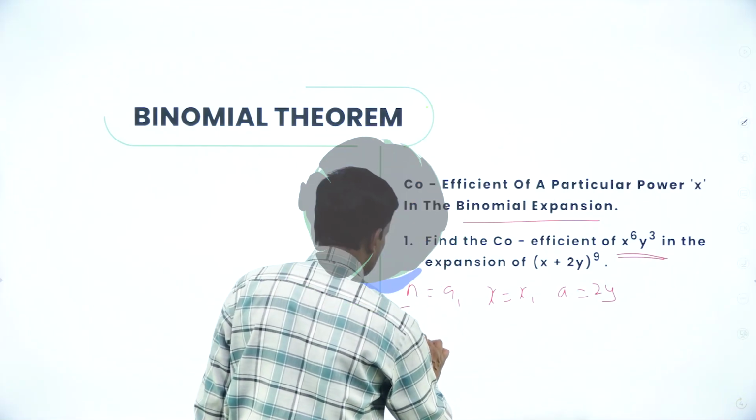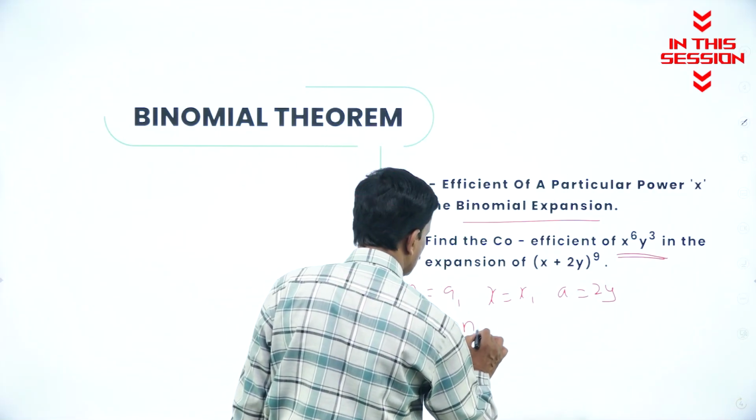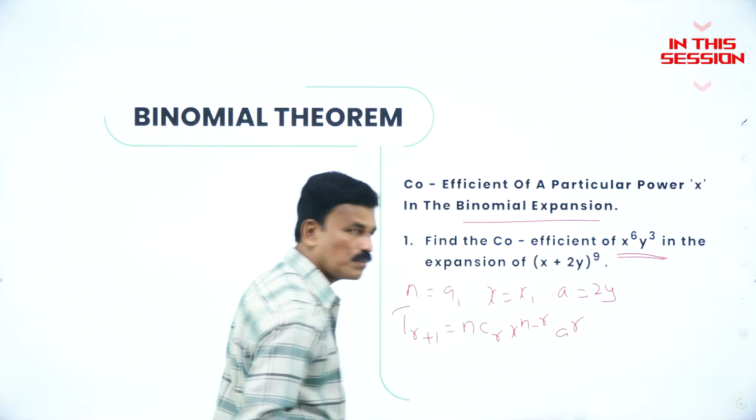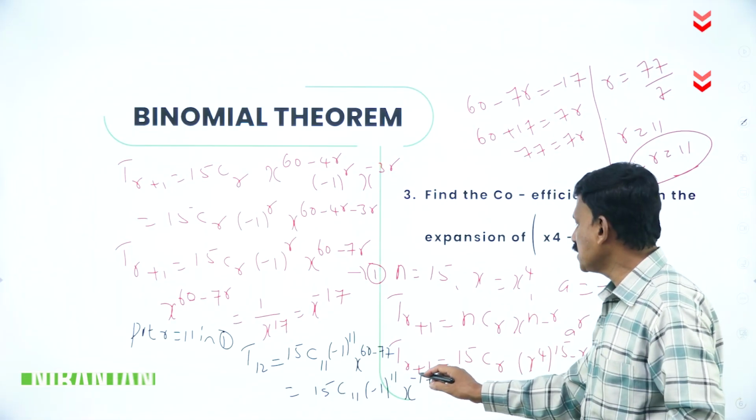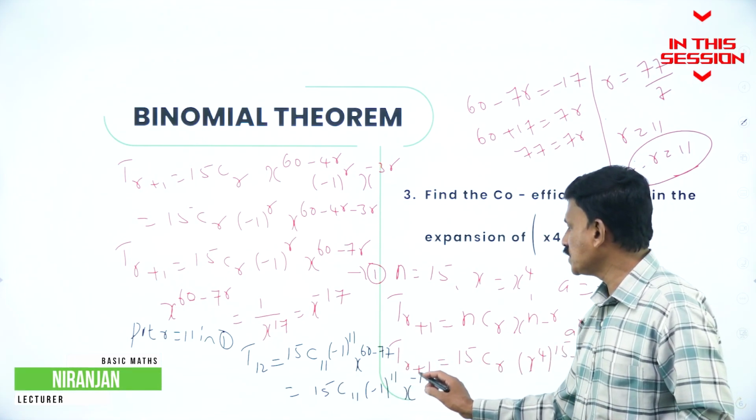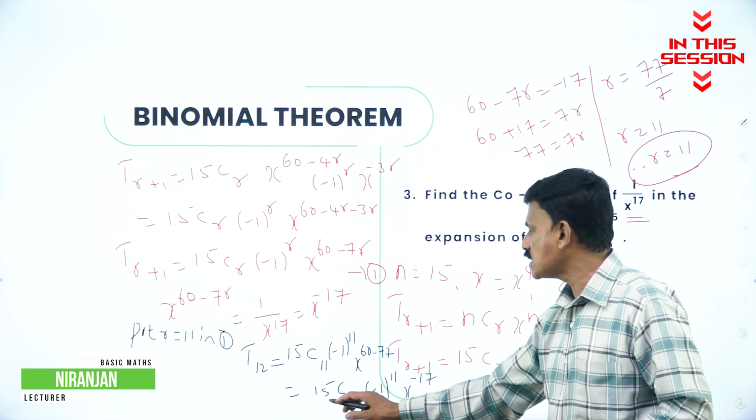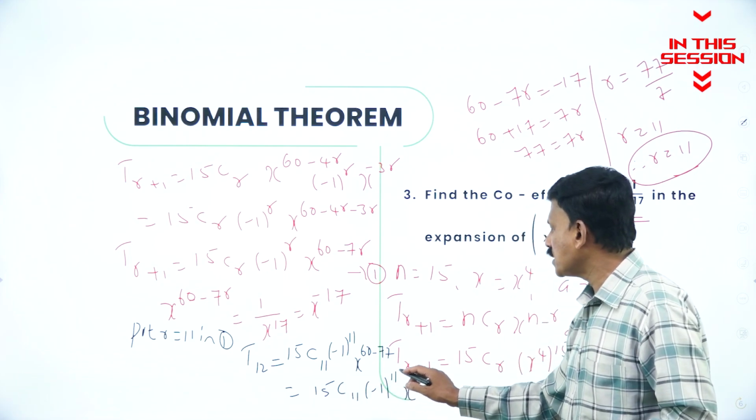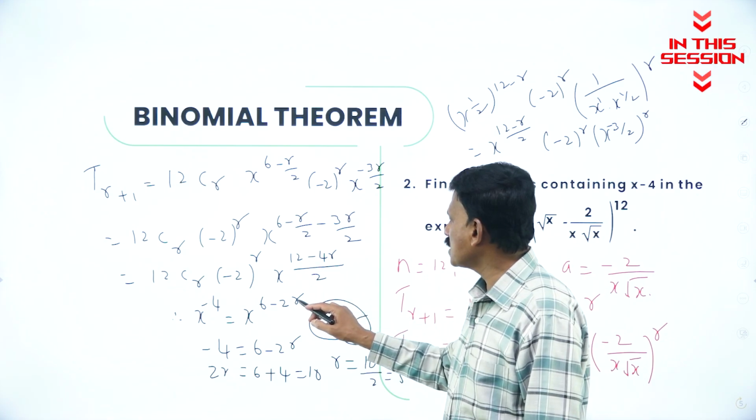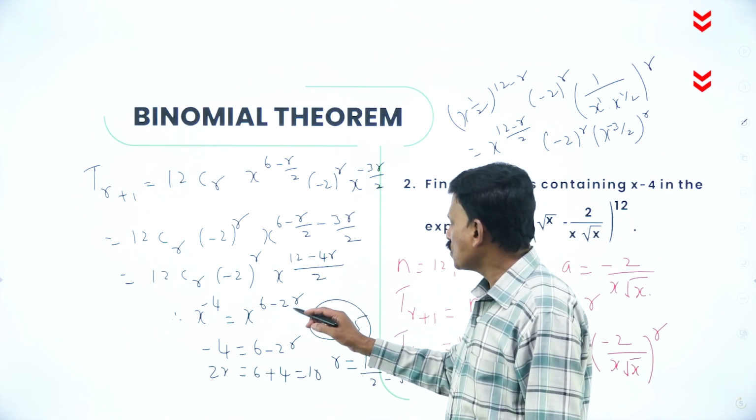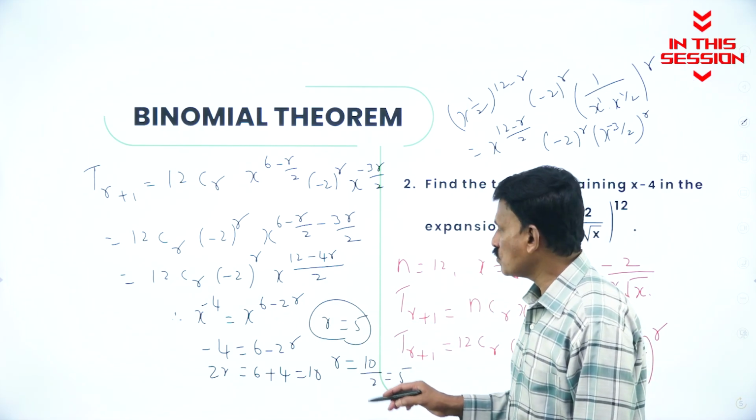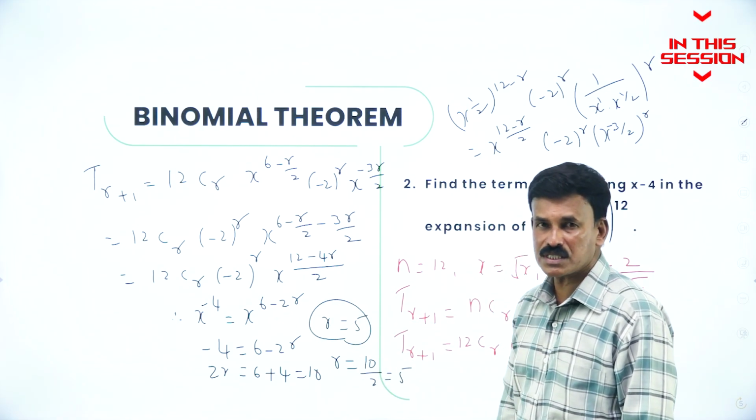What is the nth term? T(r+1) is equal to nCr x to the power of n minus r into a to the power of r. Taken to the denominator, this can also be written as 1 over x to the power of 17. So the coefficient of 1 over x to the power of 17 is 15C11 into minus 1 to the power of 11. Divide term by term. 12 by 2 is 6, minus 4 by 2 is 2. So equating x to the power of minus 4 to x to the power of 6 minus 2r, we will get the value of r is equal to 5.